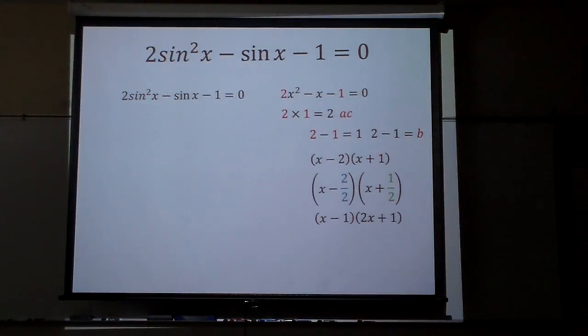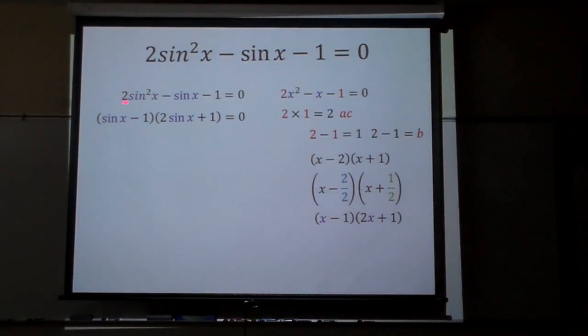Well, Coach Tony, why'd you show me that? Well, think about it. Sine x, sine squared x, these are the same thing as the x, only instead of x, it's a sine x. So if it's factored to this one will factor to sine x minus 1 times 2 sine x plus 1 equals 0.